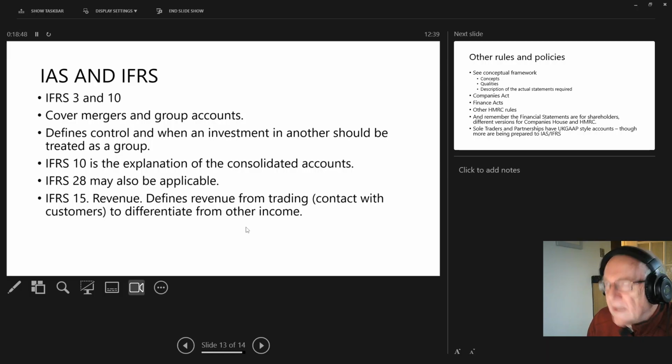Likewise, gain on disposal of an asset is other income, nothing to do with customers, and the proceeds of disposal are other income, nothing to do with customers.